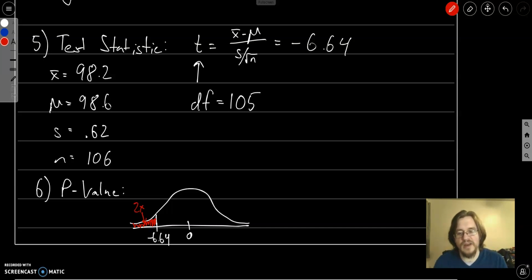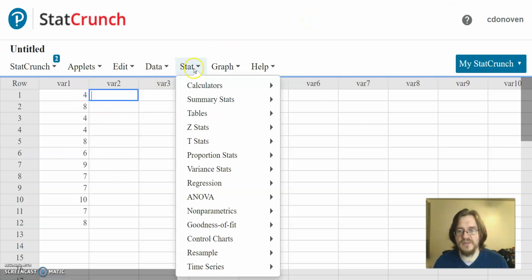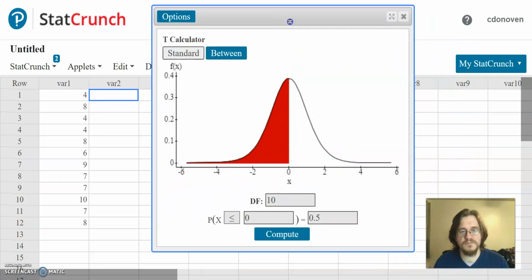So if we want to know the area of both of them, we can just find the area of one and take it times 2. So let's come over to StatCrunch. We still have the stats up from the last video. And we can come to calculators and down to the t-distribution calculator.